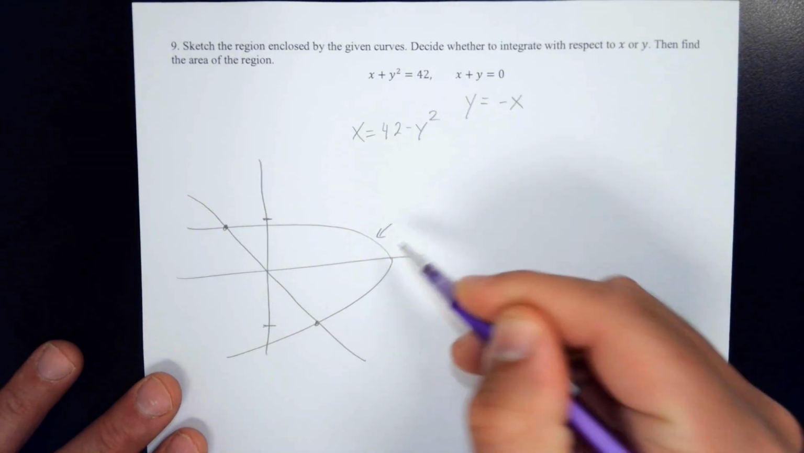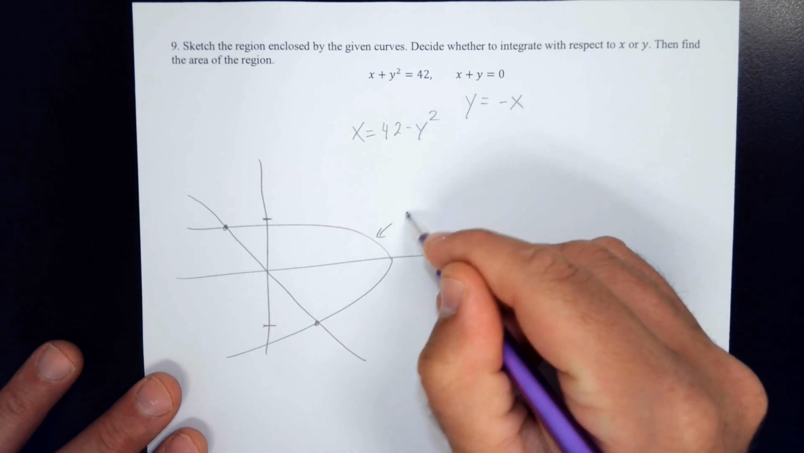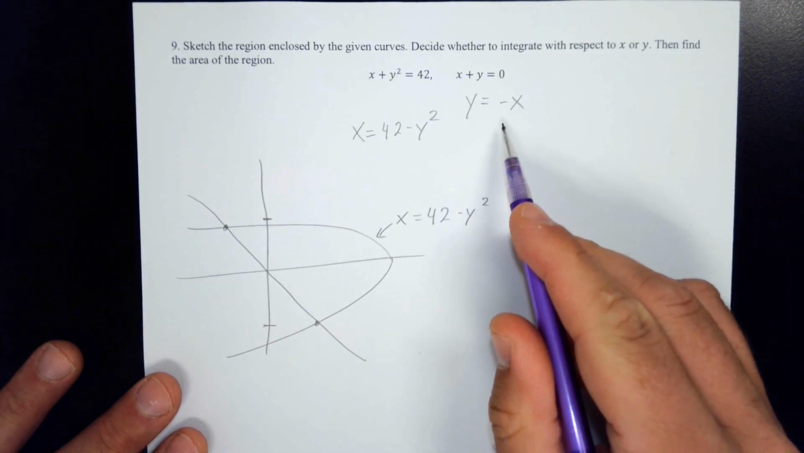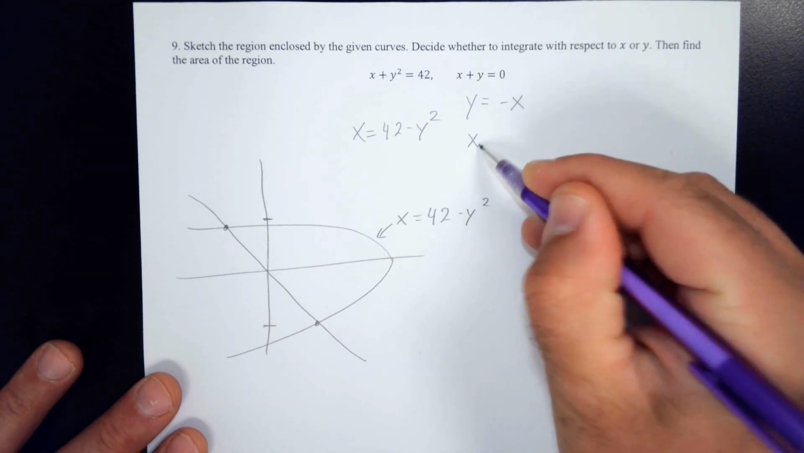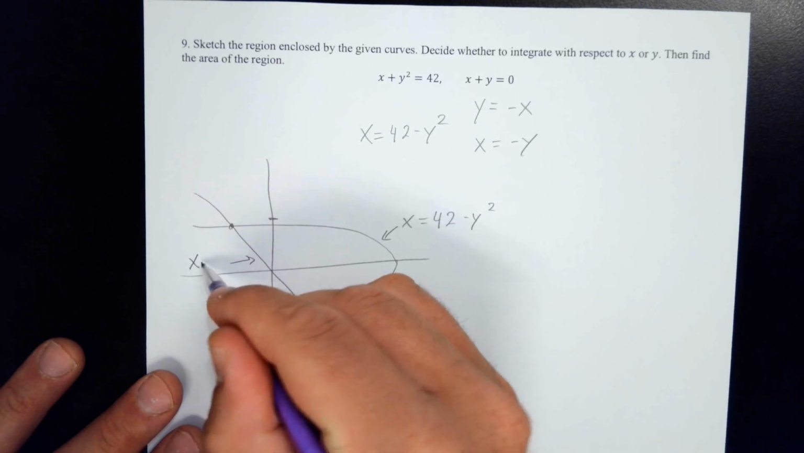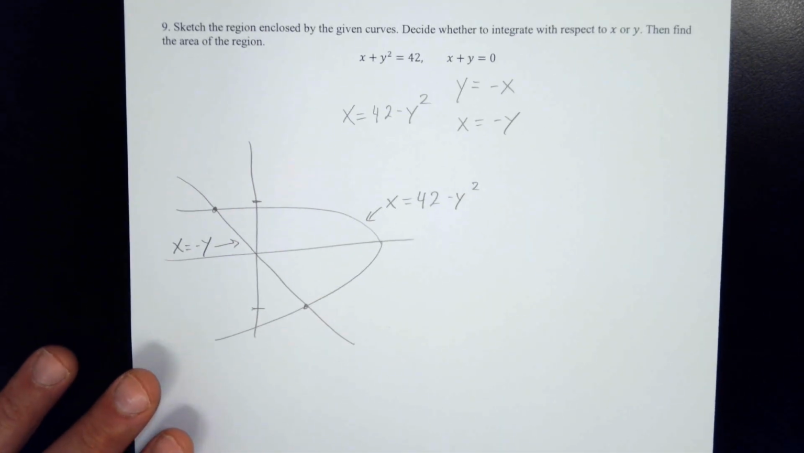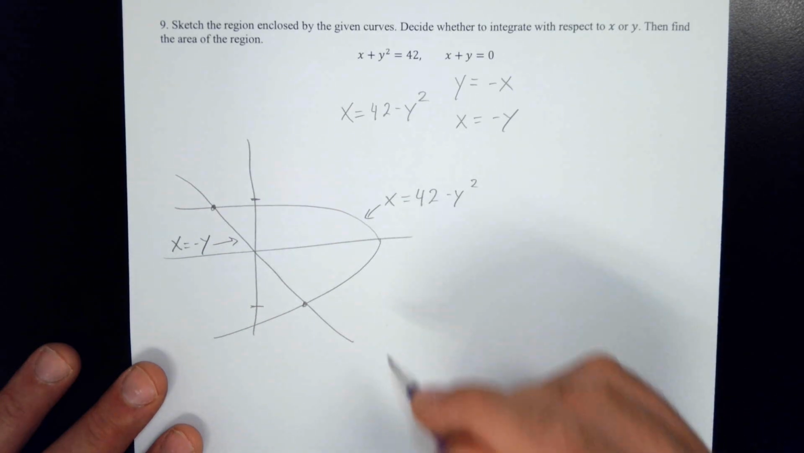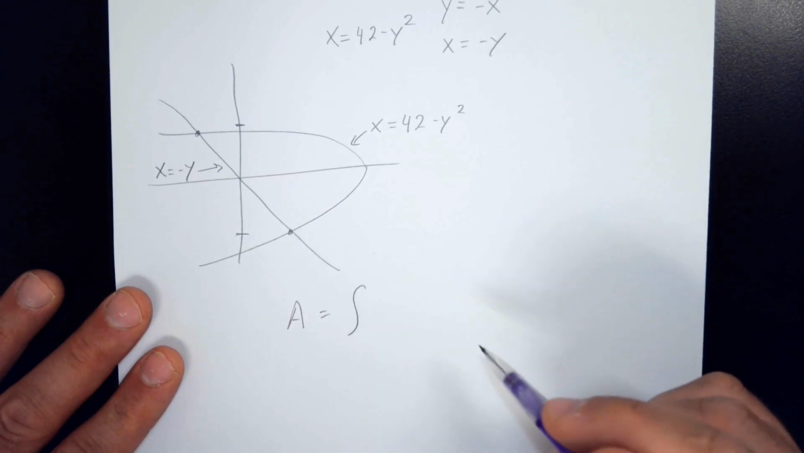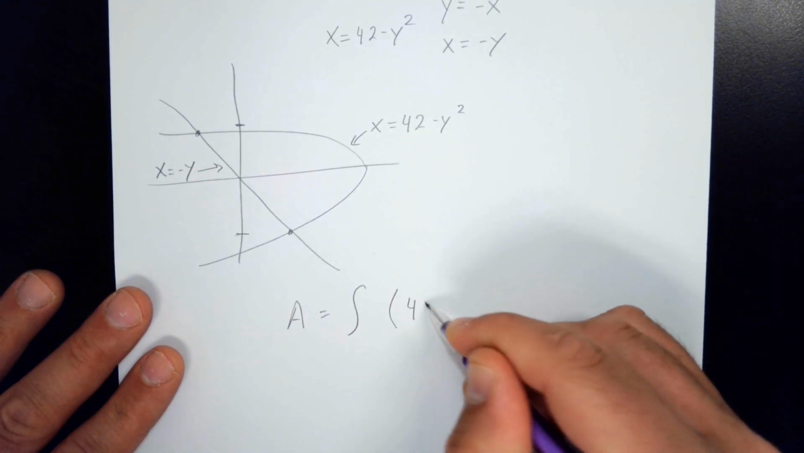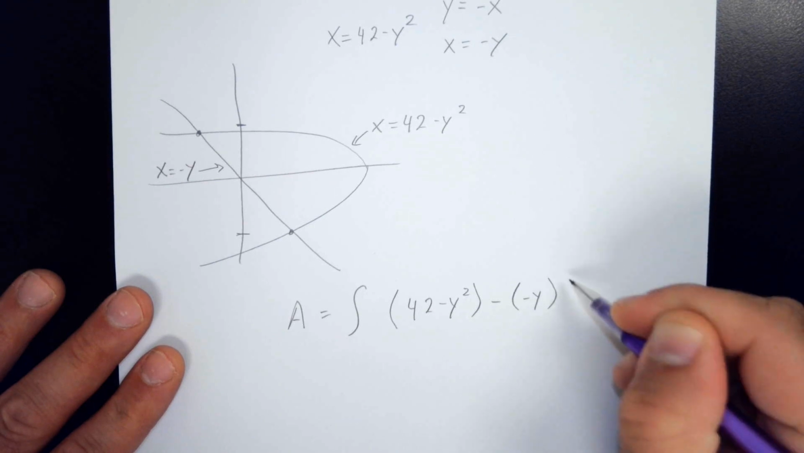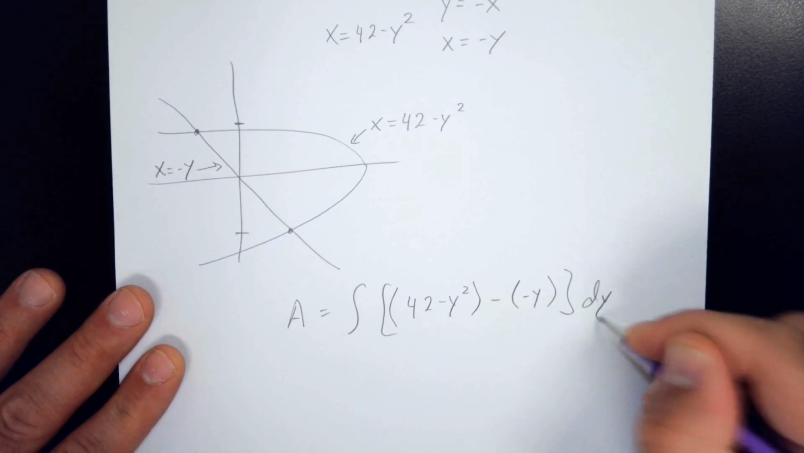Okay, this first one is already given to us in terms of y, or we already figured out in terms of y. This is x equals 42 minus y squared. This second one, it's not too hard to get this in terms of y. We'd say x equals negative y. So that's this left function, x equals negative y. So I know that the integral is going to look something like this. The area is going to be the integral from somewhere to somewhere of the right function, 42 minus y squared, minus the left function, negative y. And I'm going to integrate this whole thing with respect to y.